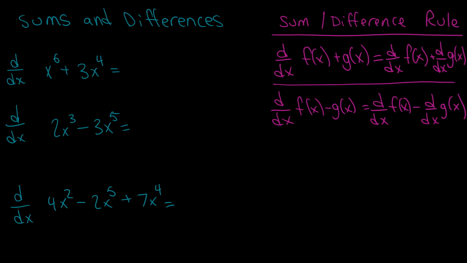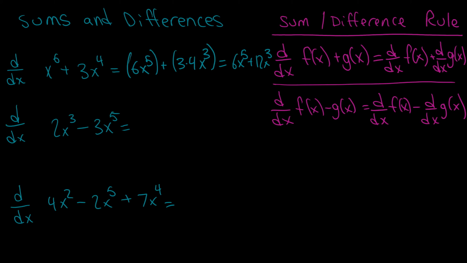So for this first example, I'll start off by doing 6 times x to the 6 minus 1 is 5, plus, and now we get 3 times 4x to the 4 minus 1 is 3, and that can simplify out to 6x to the 5 plus 12x to the 3. We did run out of space a little bit there, but that's okay. Let's continue on to the next problem.